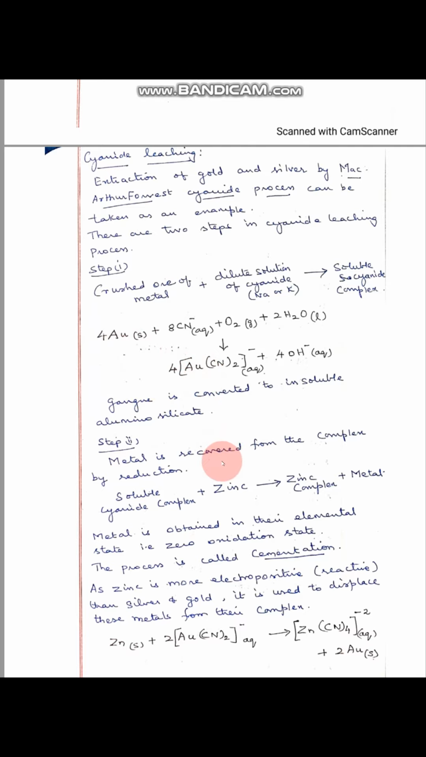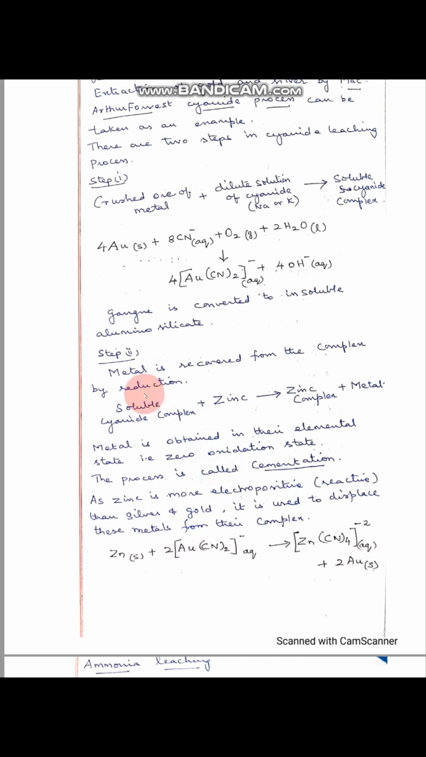Moving on to the second step, we are going to recover the metal from the complex by a process called reduction. All of you know that reduction is a decrease in oxidation number. So in the soluble cyanide complex, you have a metal with a positive oxidation number, and it will be converted to the metal with a zero oxidation state, that is, the original elemental state of the metal. This is obtained by making the soluble cyanide complex react with zinc, and this process is called cementation.